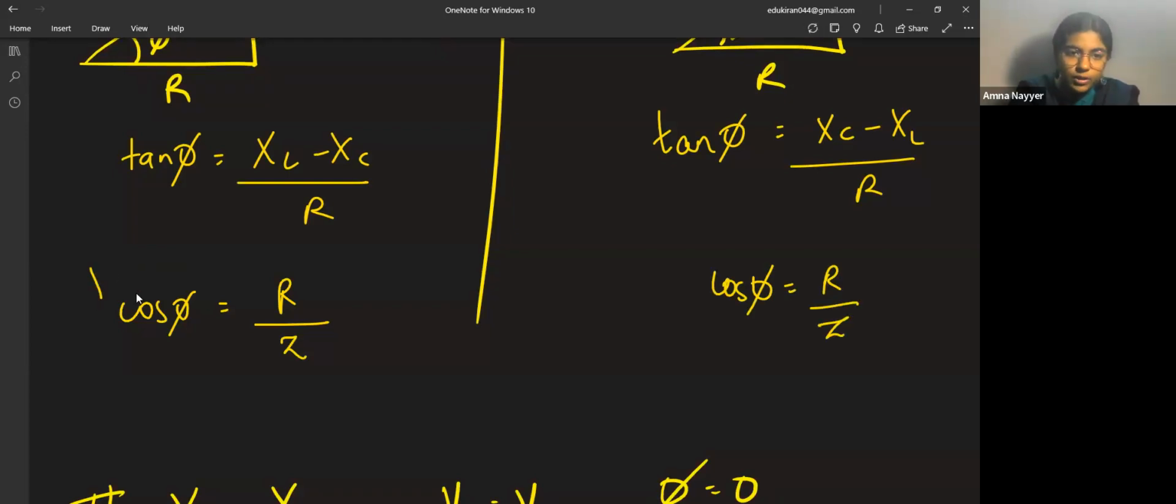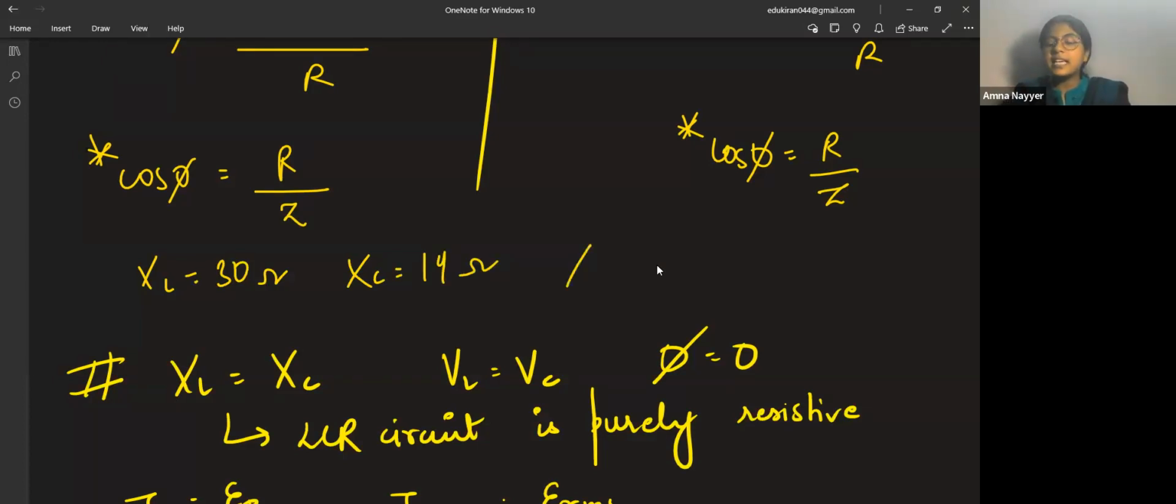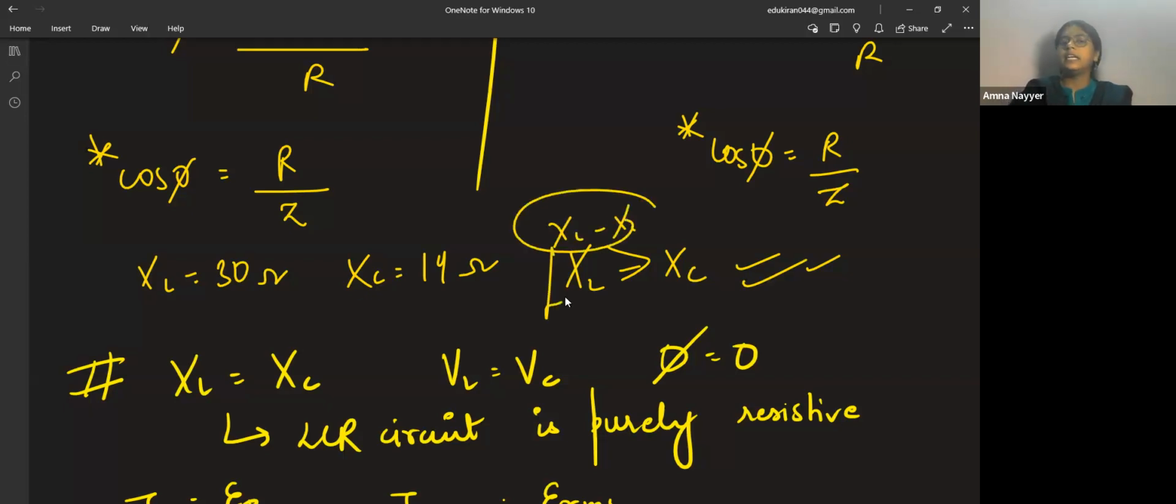So cos phi is the only quantity that is the same irrespective of whether XL is greater or XC is greater, because in your calculation there isn't any involvement of XC or XL. Fine? Clear? Now, just take an example. Let's say the value of XL is given as 30 ohms. XC is given as 14 ohms, random I have taken. So which case is this? This is the case XL is greater than XC. So when you have to calculate tan phi, cos phi, anything, you have to use the case XL minus XC and put down everything in the equation.